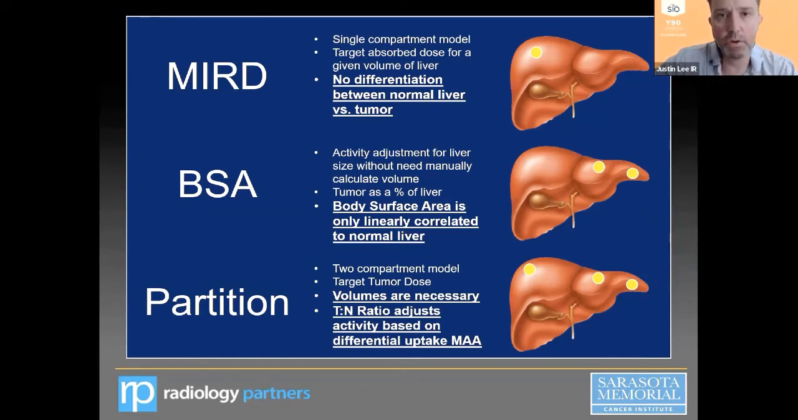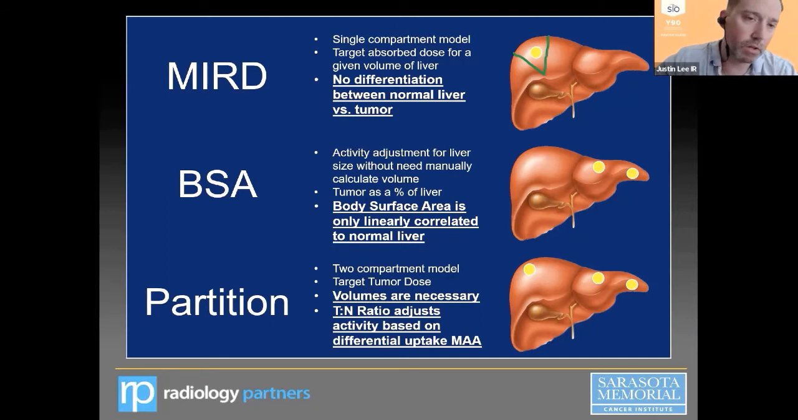So the MERD model really is a single compartmental model. As Chinu basically pointed out, there's no differentiation between normal liver or tumor. So I think for treatment, at least in our practice, if we were to use MERD, we would be doing it in a segmental style fashion.